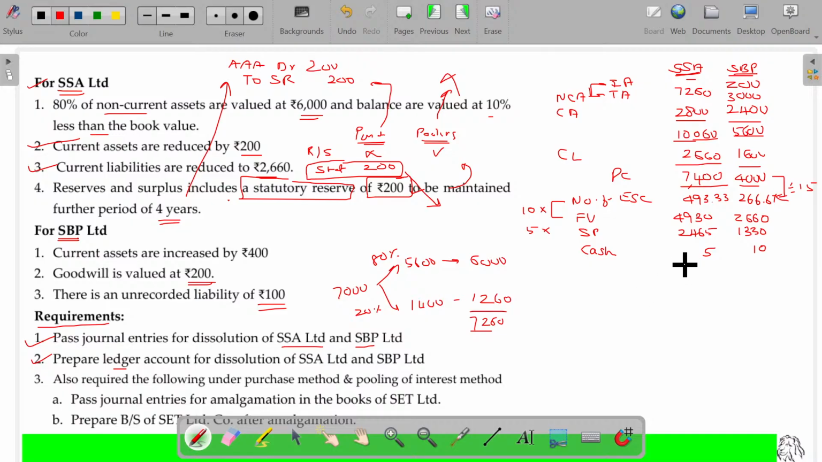Then purchase consideration being, including securities premium, the value being 7,400, 4,000. This is equity share capital, including securities premium. Sometimes we don't show the securities premium. If you want to show no securities premium, how will this appear?